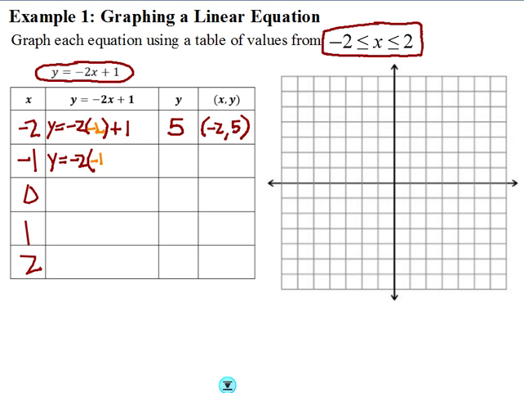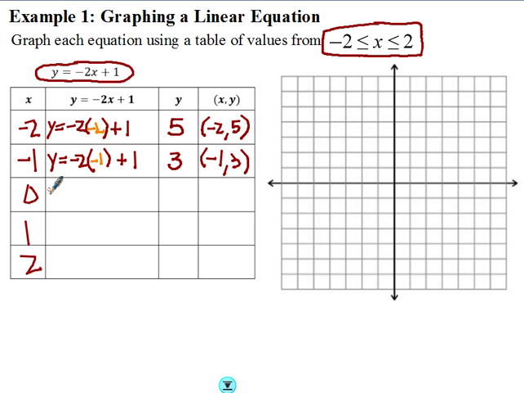That's how we plug in values, plus 1. Now, negative 2 times negative 1 is positive 2, so 2 plus 1 is 3. And this gives us negative 1 comma 3. You can pause the video to finish them on your own and then come back to check your work. Otherwise, you can continue following along.